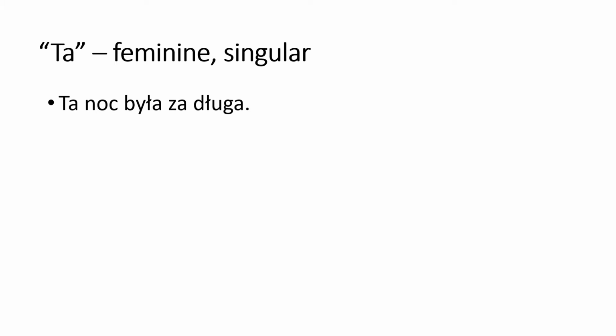That night was too long. Ta noc była za długa, too long. Za means too in this meaning. Too long, za długa. Ta kuchnia jest czysta. This kitchen is clean, czysta.